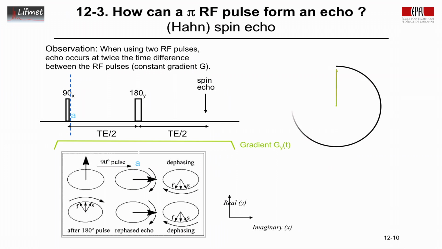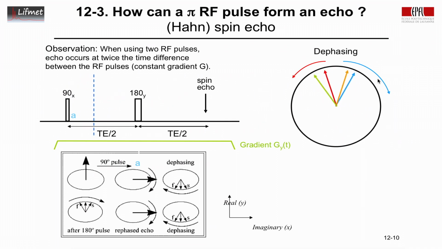So we have magnetization here, and I'll just draw 4 random magnetizations. They have different Larmor frequencies and or different signs of the Larmor frequency, all in, of course, the rotating reference frame. So after the 90-degree pulse, all the magnetization is collinear, and now what happens during the time period is dephasing. We'll have 2 vectors going to the left and 2 vectors going to the right, and this is what's happening during the first TE half.